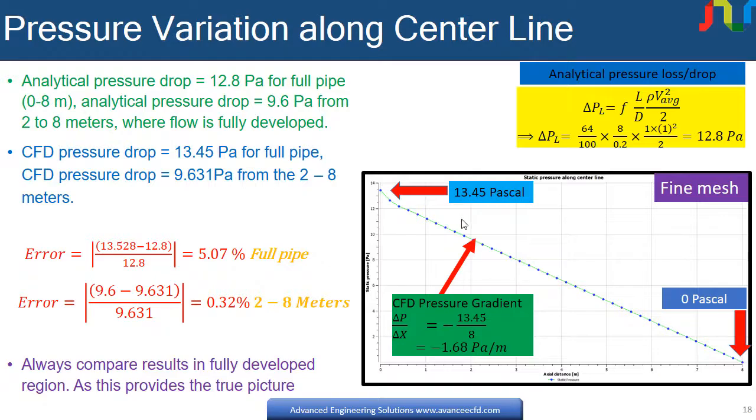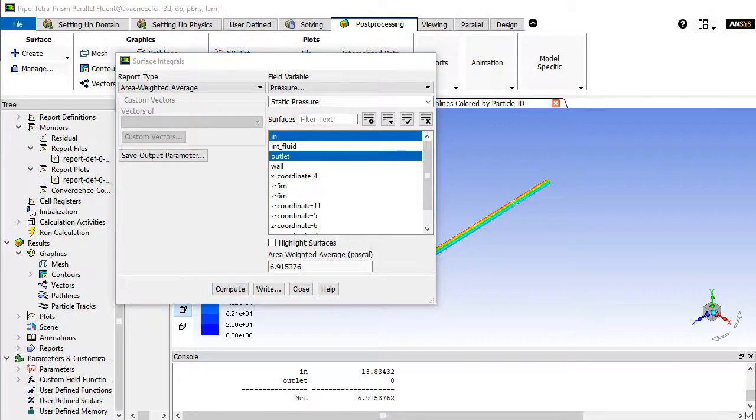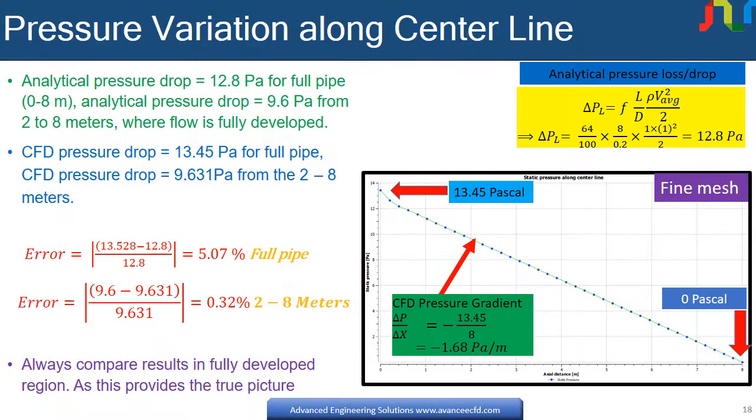And here is the pressure plot in the CFX with the hexa meshing. And you can see here that at the inlet the pressure is 13.45 and at the outlet is 0. And here we have the 13.83. So almost same values here also. And if we check the pressure gradient, this will be also equal to minus 1.67 or maybe 1.69. So they are almost same.